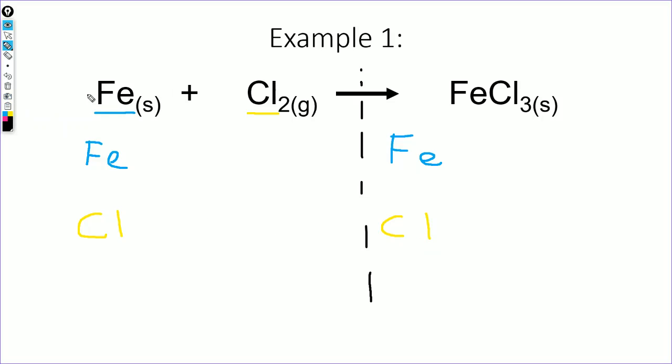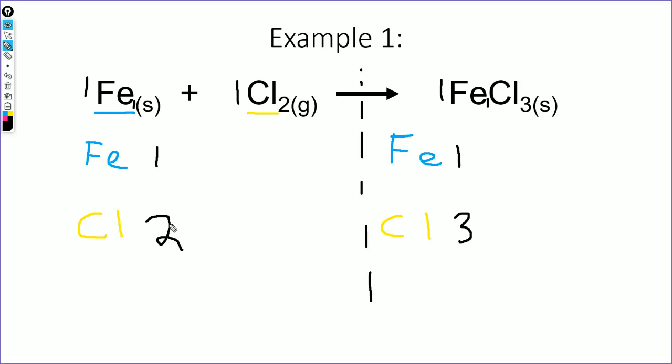How many irons do we have on the left? Well, we have 1 times 1. That's just 1 iron. How many chlorines? We have 1 times 2. That's 2 chlorines. How many irons do we have on the right? We have 1 times 1. That's 1 iron. How many chlorines? We have 1 times 3. That's 3 chlorines. Iron's balanced, chlorine is not. So let's go ahead and balance it.